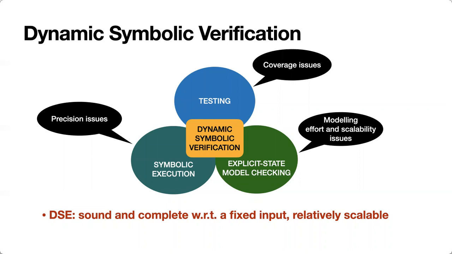And then you essentially, in an explicit state model checking style, rerun the program, and figure out an alternate trace that falls in a different equivalence class. What you get in turn is that your dynamic symbolic verification technique can be quickly made sound and complete, although with respect to a fixed input, and would be relatively more scalable.